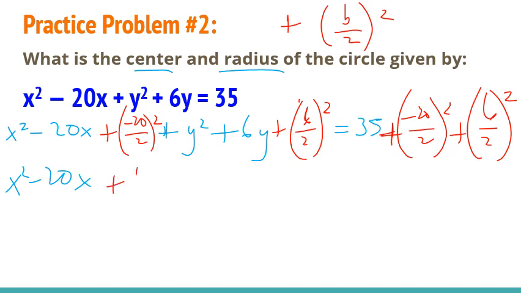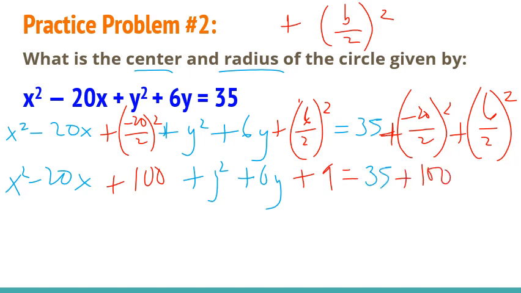So square that, that's 100. Plus y squared plus 6y. Half of 6 is 3. Square that, that's 9. All right, so what I actually added to 35 over here is I added 100 and I added 9. All right, now things will become more clear for us.